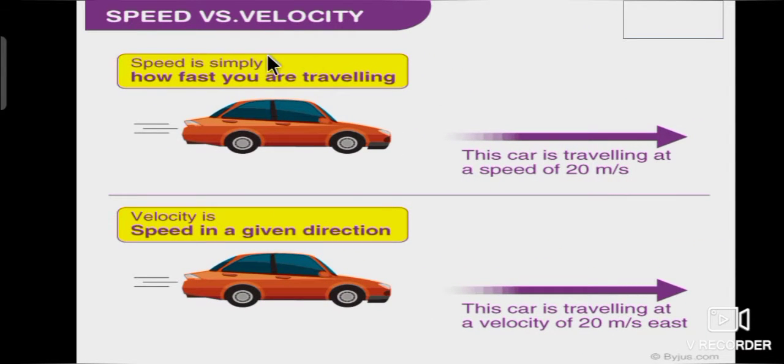Then tell me, what is speed? Speed is simply how fast you are traveling. See the picture. This car is traveling at a speed of 20 meter per second. Then what is velocity? Velocity is speed in a given direction. See the picture. This car is traveling at a velocity of 20 meter per second in the east.